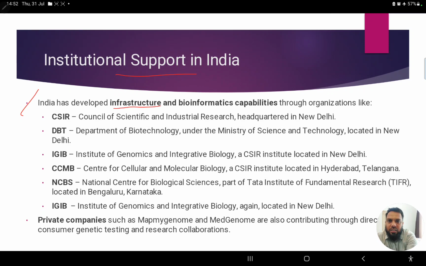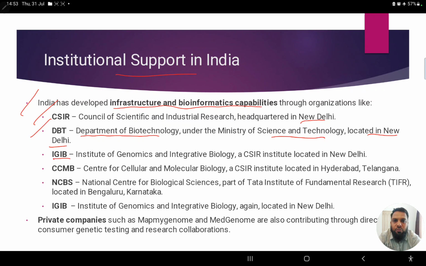India has developed infrastructure and bioinformatic capabilities. We are not dependent on any foreign institutions to do this work. What are the organizations? CSIR, the Council of Scientific and Industrial Research. Its headquarters is in New Delhi. The next we have something called DBT, that is the Department of Biotechnology. Again, Ministry of Science and Technology, this is highly important. The Department of Biotechnology comes under the Ministry of Science and Technology, again located in New Delhi.